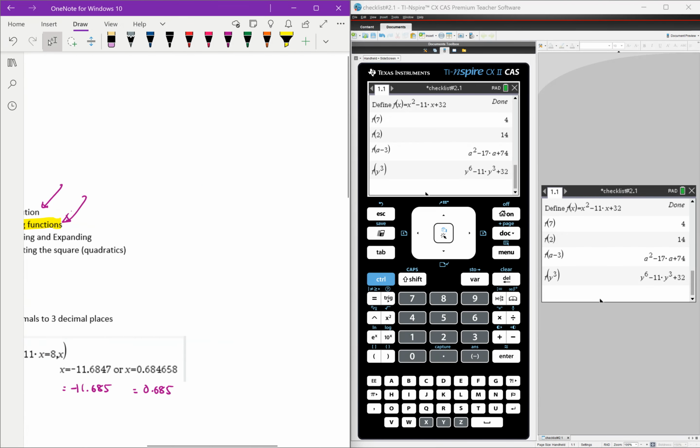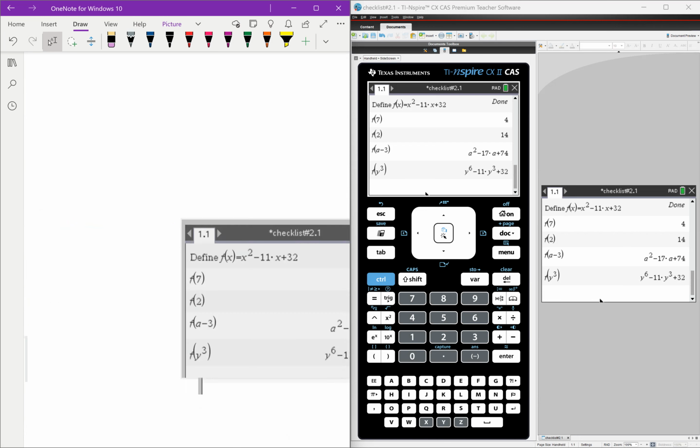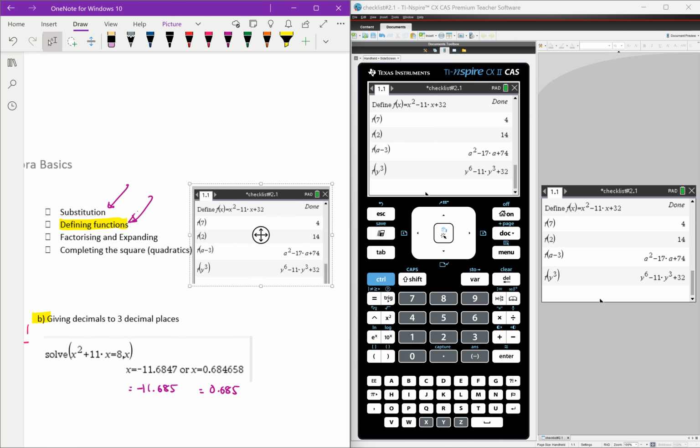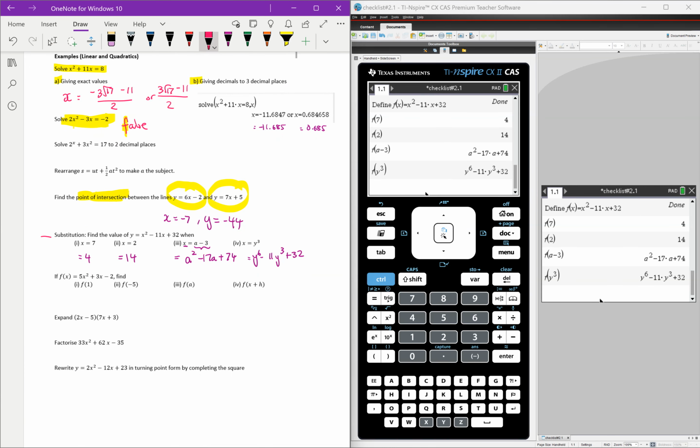I'm just going to screenshot this just so that you know this is the section that I'm doing. By defining the function, it makes your life so much easier instead of typing 7 squared minus 11 times 7 plus 32, and this one, instead of typing 2 squared minus 11 times 2 plus 32, it takes too long. It's much easier if you defined it in the first go, and then you can literally just type f of 7, f of 2, f of a minus 3, f of y equals y cubed, and it'll solve for you. So that's the benefit for solving substitution problems.